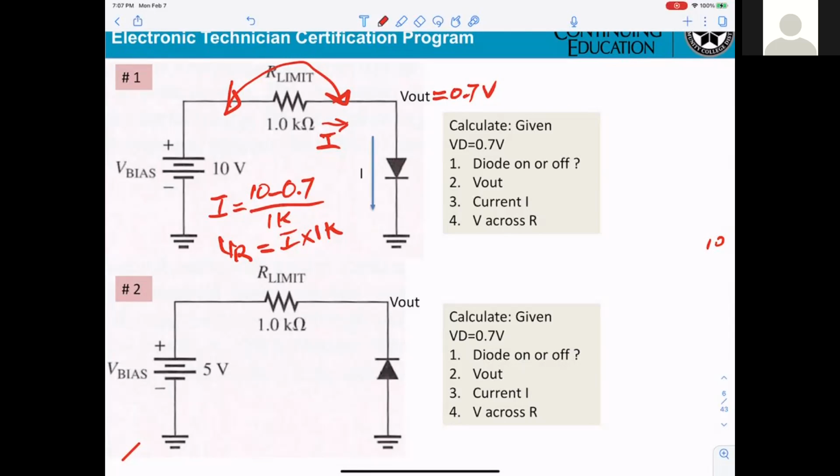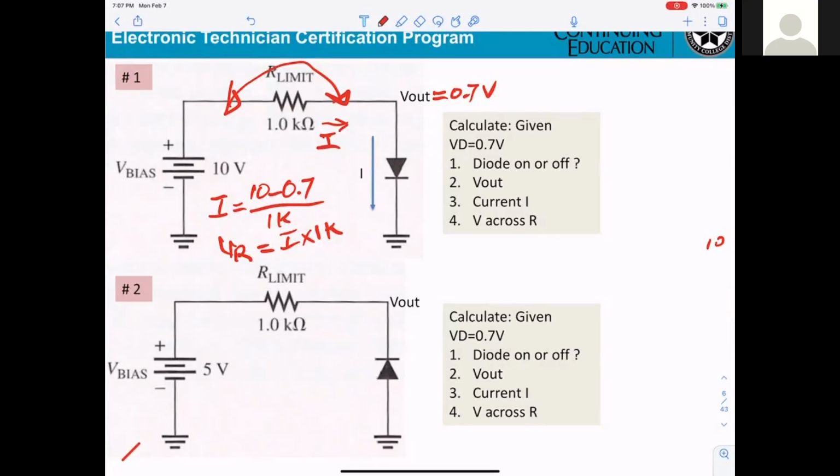Okay, thank you. And now if the diode is off, that means substitute it by an open circuit. That's the third.